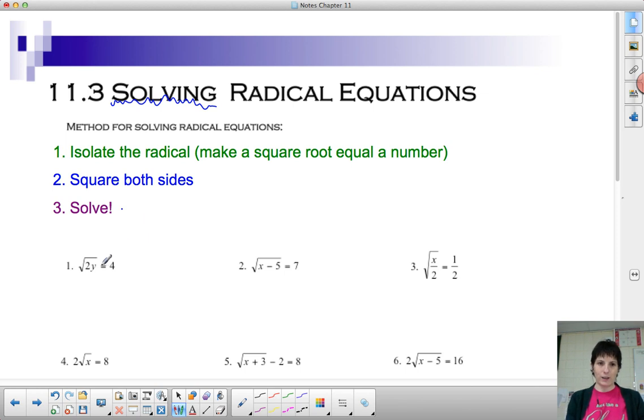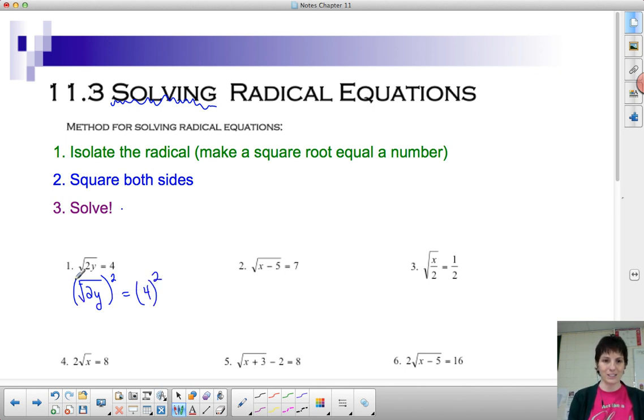So let's look at number 1. The first step is always isolate the radical or make it a square root equal to a number. That's been done for us. So now we can square both sides. What it looks like is that you simply put parentheses on the outside, and you're going to take the entire left side and square it, and you're going to take the entire right-hand side and square it.